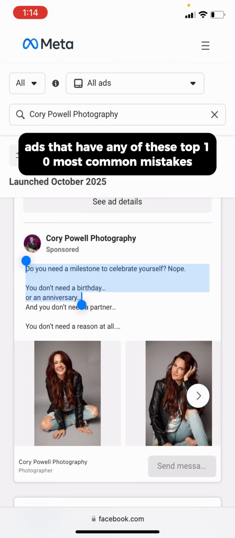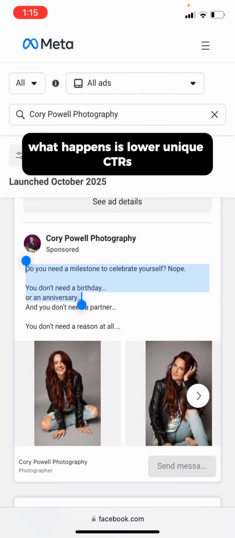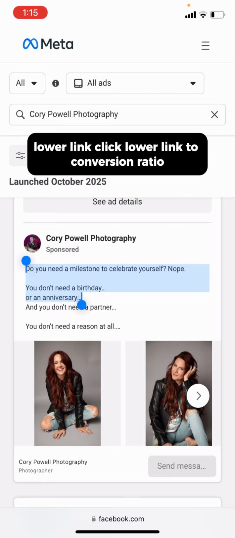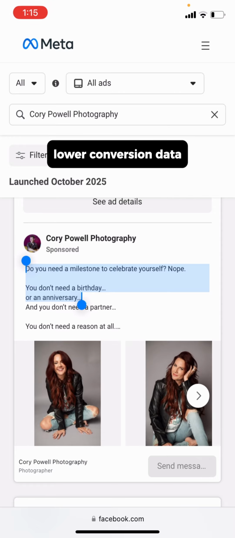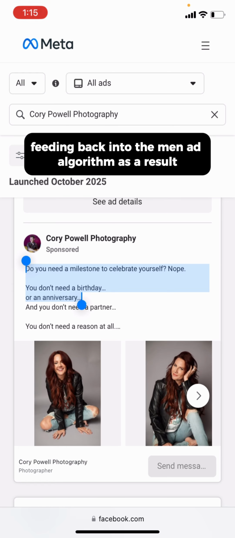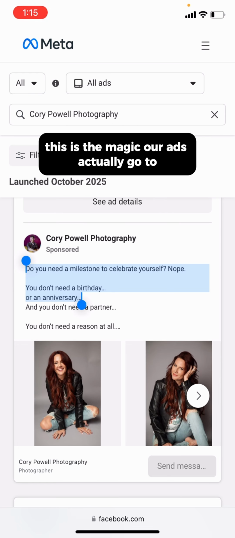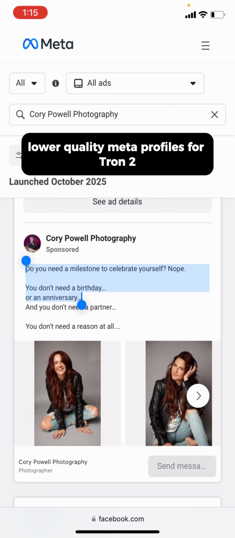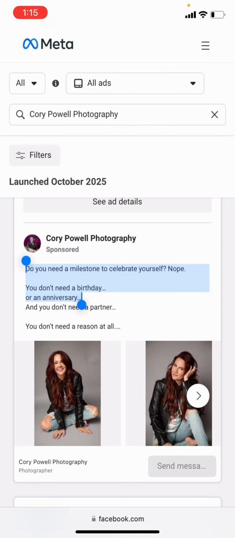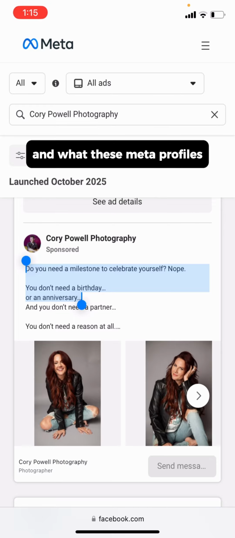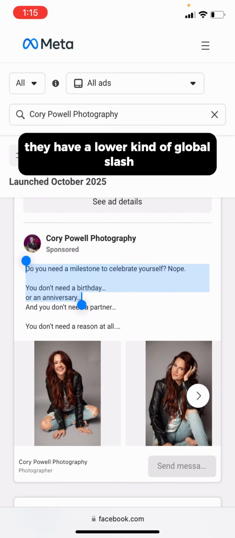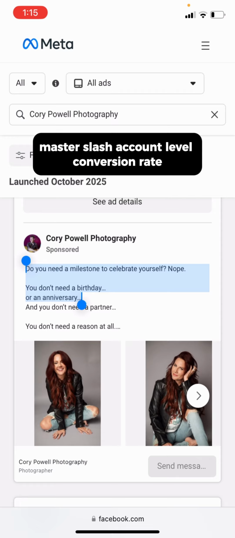Now, ads that have any of these top 10 most common mistakes get lower unique CTR all, lower link click, lower link-to-conversion ratio, lower conversion data. That's basically low result data feeding back into the Meta ad algorithm. As a result, and this is the magic, our ads go to lower quality Meta profiles for tranche 2, kind of like tier B Meta profiles. And what are these Meta profiles? Why are they tier B? Well, they have a lower global, master, account level conversion rate.